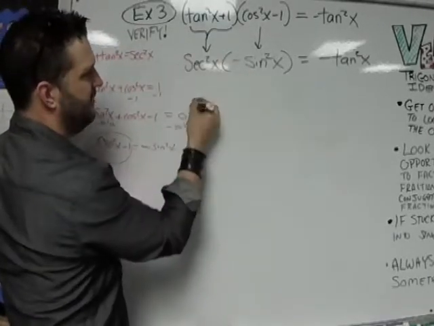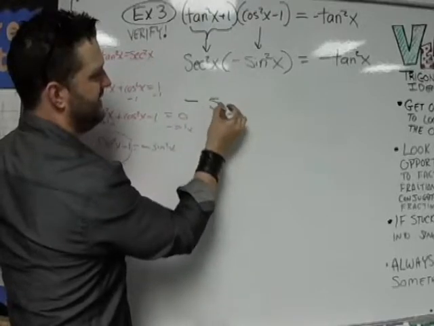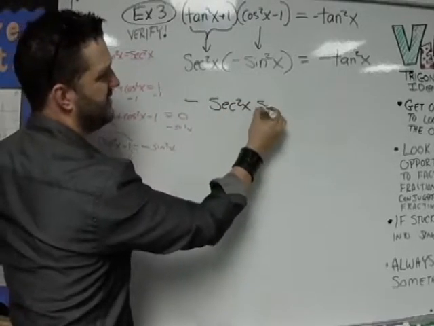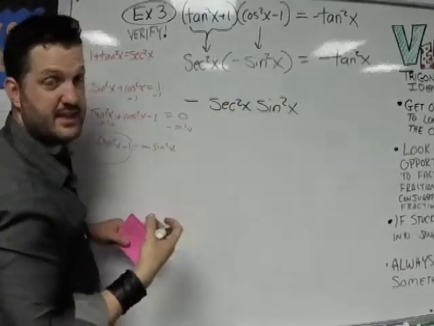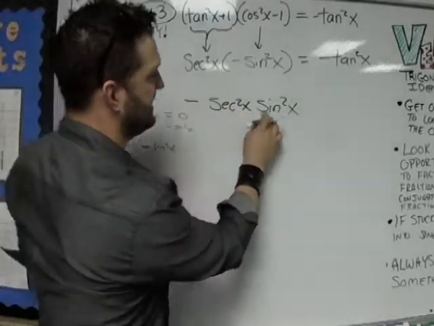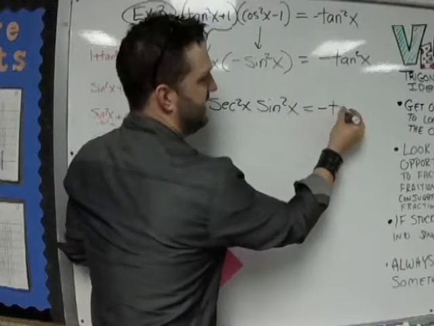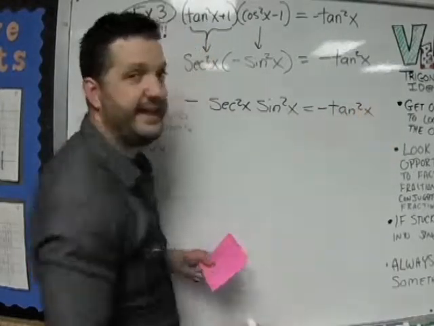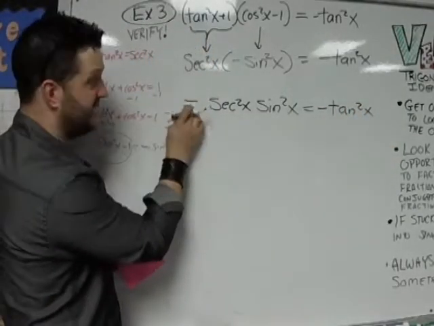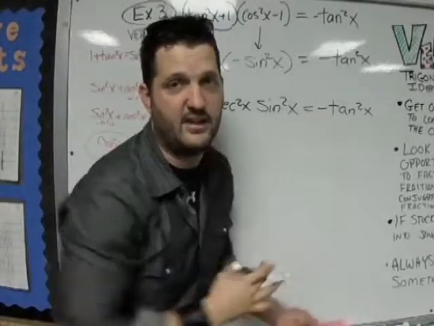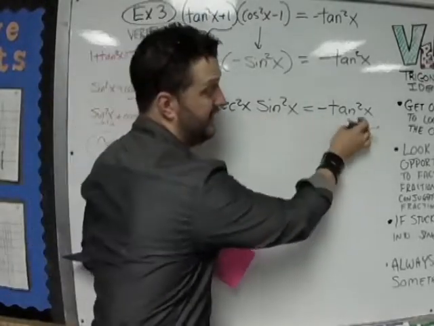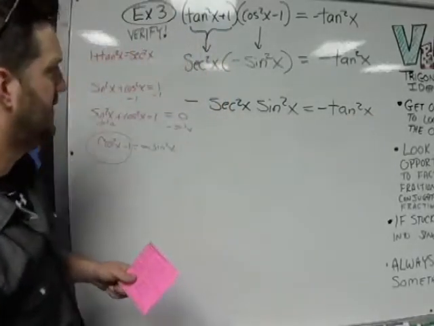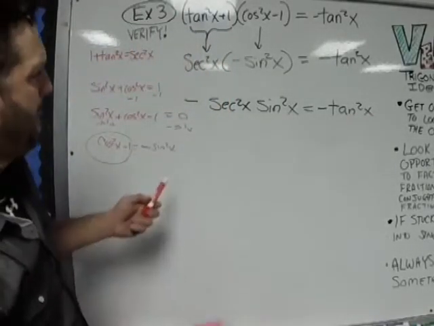I'll pull the negative out and put it here, and then I'll have secant squared x, and now I can just write sine squared x. It was secant squared x times negative sine squared x. Well, that's the same as negative secant squared x sine squared x. And that's negative tangent squared x. And keep in mind, this negative sign right here is going to be that negative sign right there. Now my job is to just make these two pieces somehow look like this tangent squared x. So where to go from there?